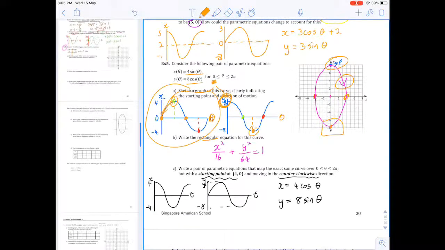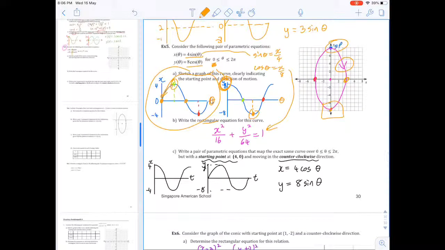In the second part we're writing the rectangular equation exactly the same way. We're isolating each of the trig functions: sine theta equals x over 4, cos theta is equal to y over 8, and then we're using the Pythagorean identity in order to produce our rectangular equation. Alternatively, of course, we could just read it off the graph.